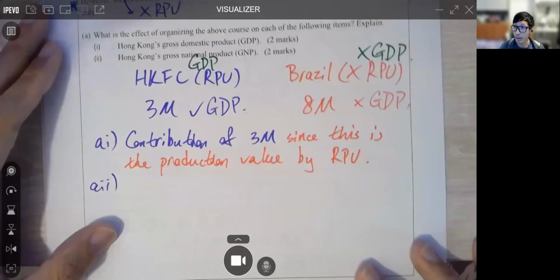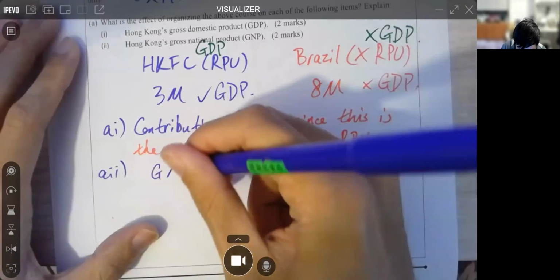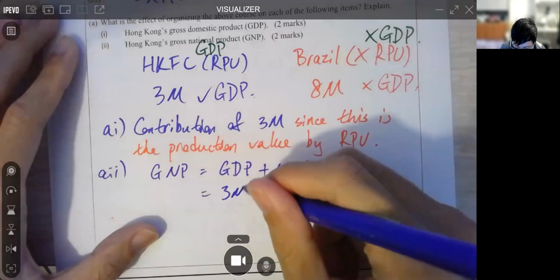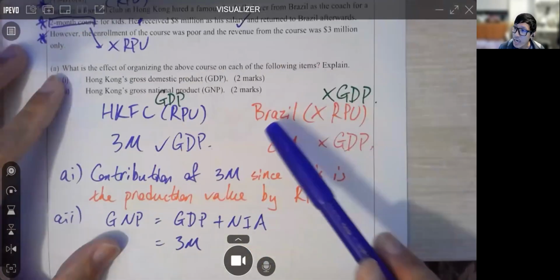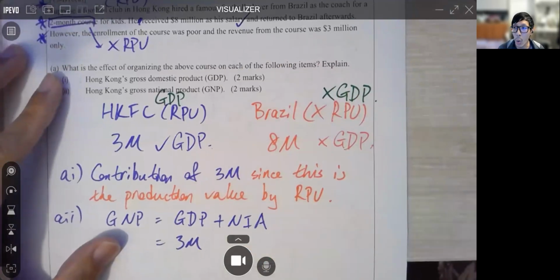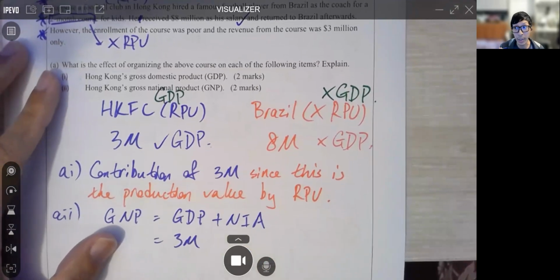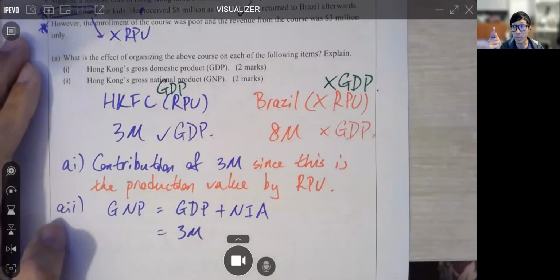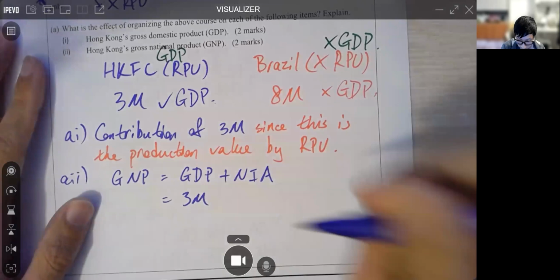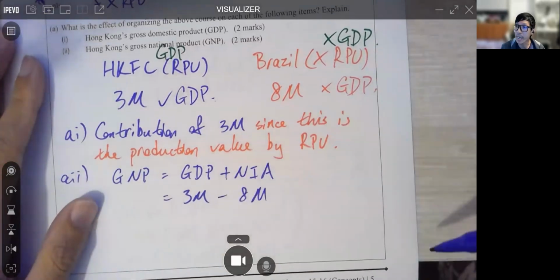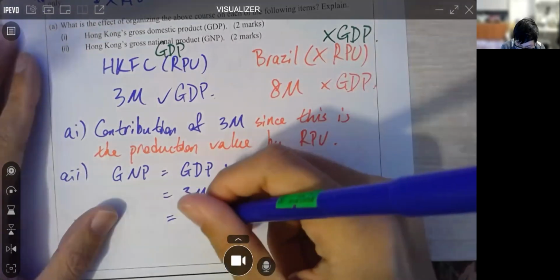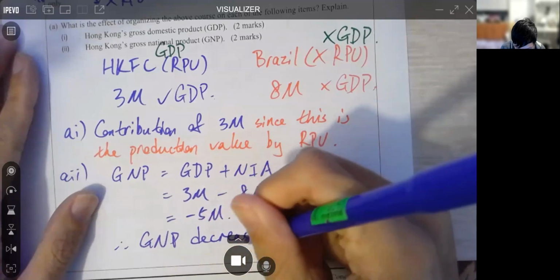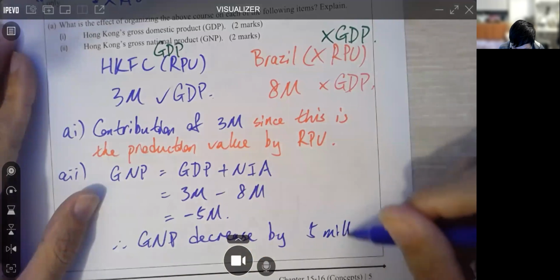A2 here. 好啦，我哋要抄翻條式出嚟啦。GNP equals to GDP plus NIA. Now, GDP we know is 3 million, right? What about NIA? 我哋諗下啦。Now this guy, Brazil guy, he produced in Hong Kong. 你嚟教波一定係 production 啦。But is he an RPU? No. Right now is a Hong Kong resident paying money to a non-resident. What do we call this? This is a factor income paid to abroad. Therefore, we need to minus 8 million. And the effect is that GNP would decrease by 5 million. Okay? GNP would decrease by 5 million Hong Kong dollars.